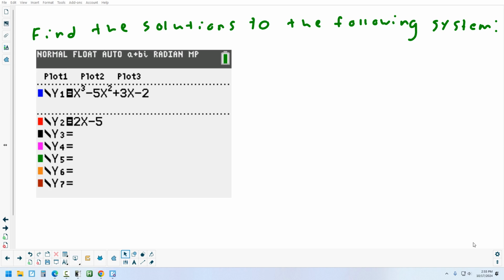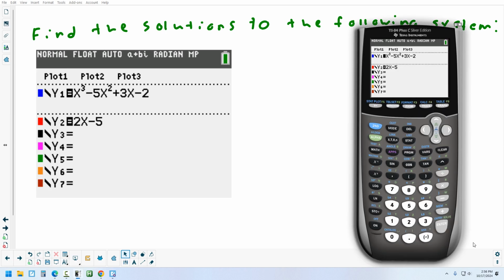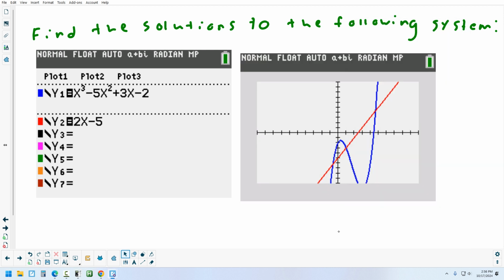If you have an equation where y isn't by itself, that would be the first step. We have to get y isolated, otherwise you can't type it in. So first let's graph it. Here's our graph. And the first thing I'm going to ask is how many solutions does this system have?